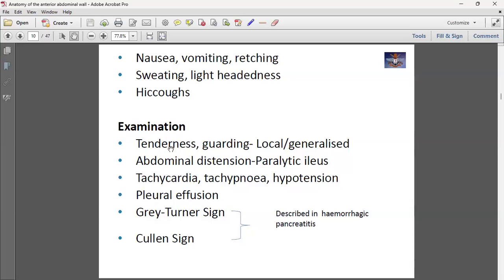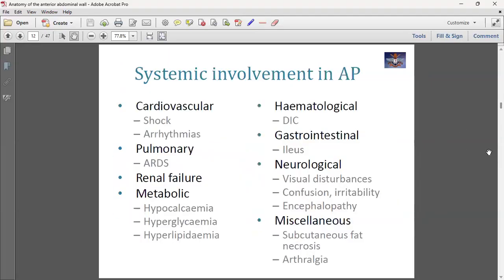acute abdomen, okay? So tenderness, guarding, distension, all those are the signs of an acute abdomen. So it is applicable even for a perforated peptic ulcer, okay? And Grey Turner sign and Cullen sign are specific for describing hemorrhagic pancreatitis. I mean, these two can be like MCQs. Okay, so now this is more theoretical.